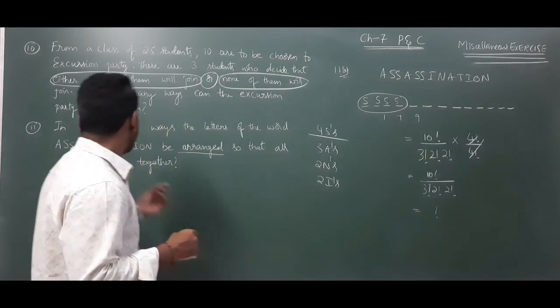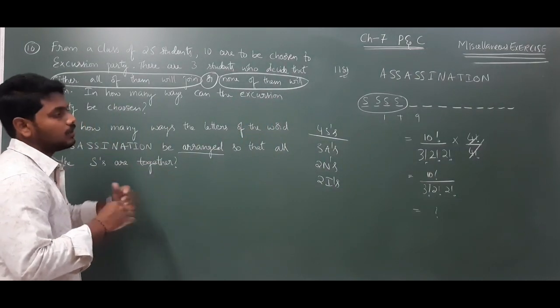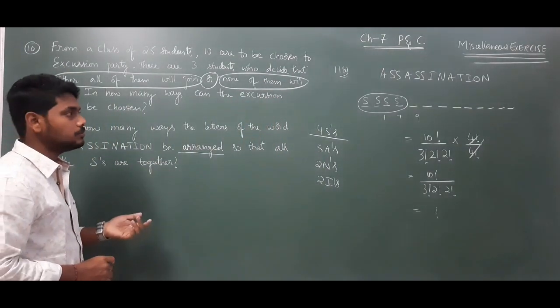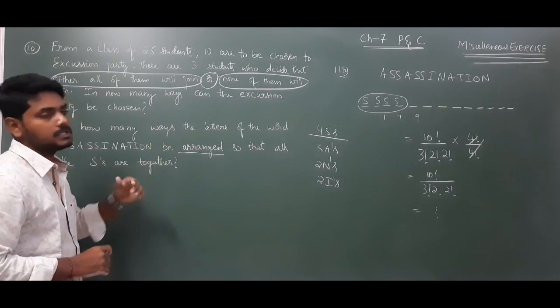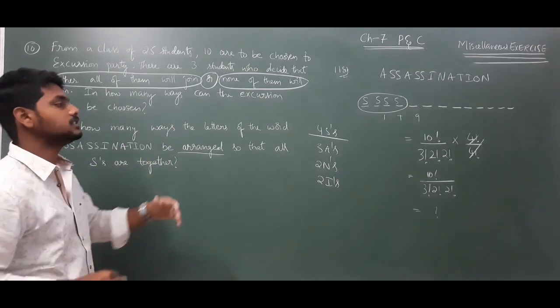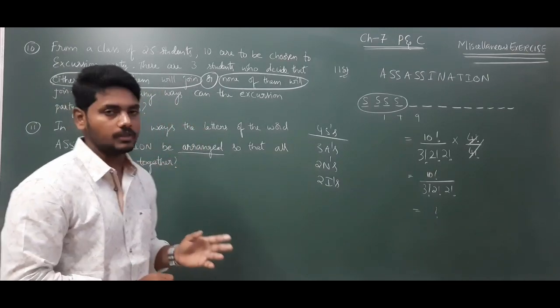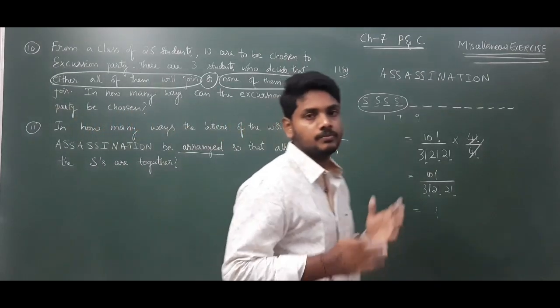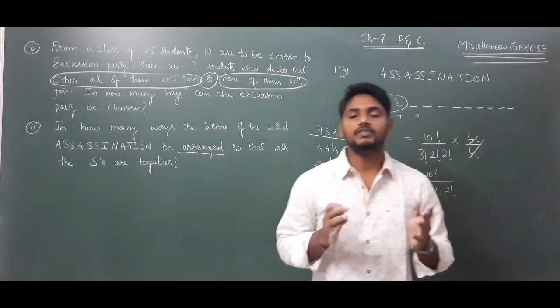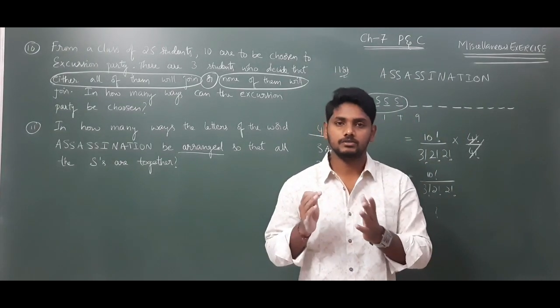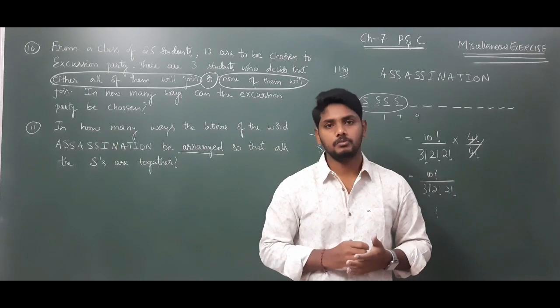If they ask that all S's do not occur together, what will you do? First you will find the total number of permutations, then subtract the number where they occur together. This is the way we need to solve permutations questions and combinations questions, and if the question is related to base, it is the same permutations and combinations.